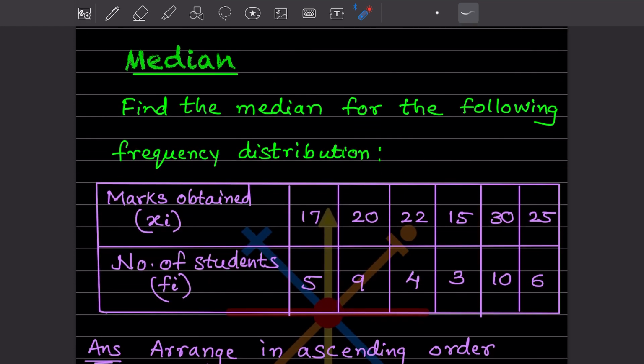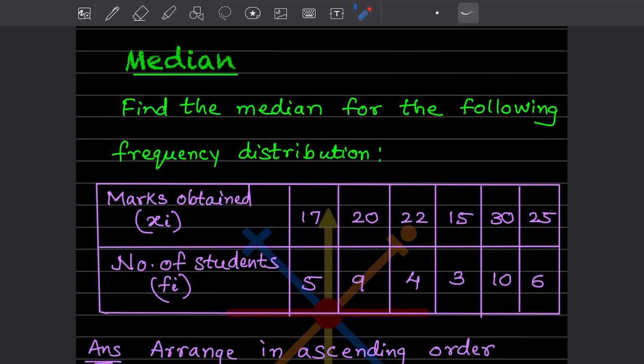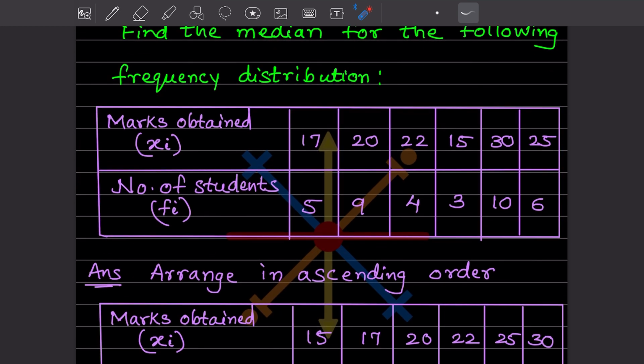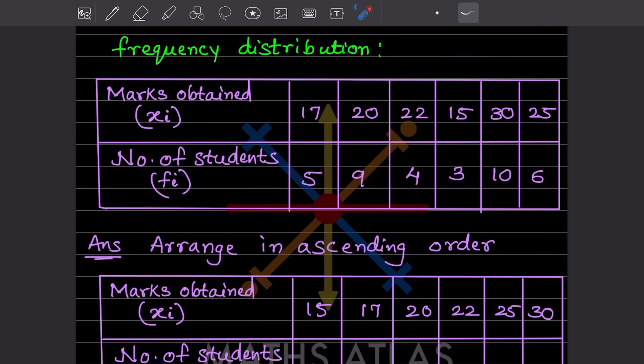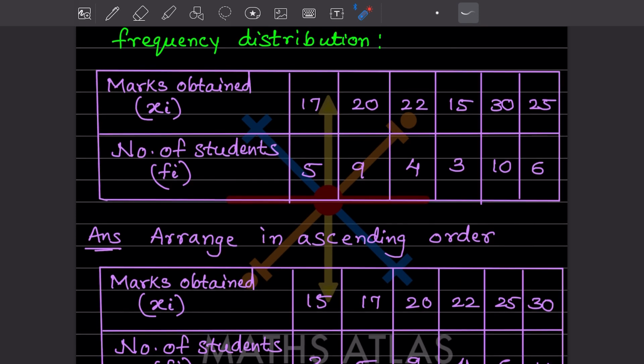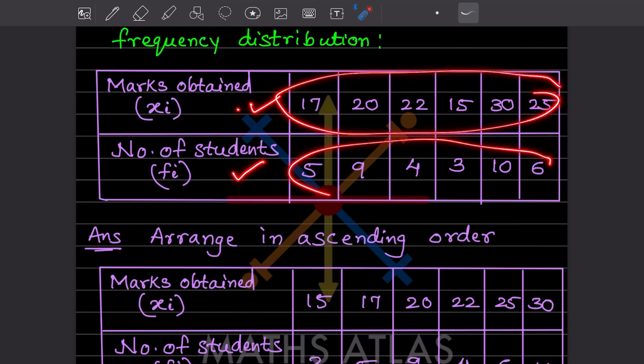Now let us go for the median. They said find the median for the following frequency table. Again, this table is given. Whenever it is the median, what are we going to do? First thing, we are going to arrange in the ascending order. Ascending means small to big number. So now we will look, these are the marks out of 10 and these are the number of students.